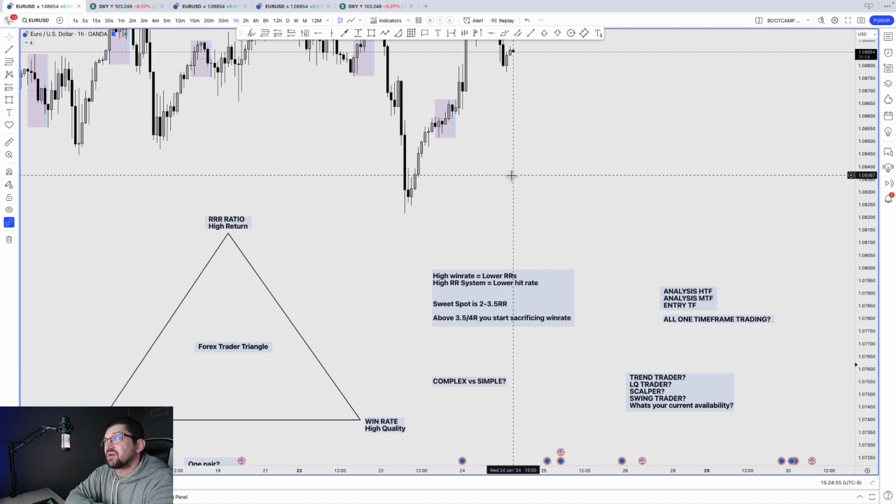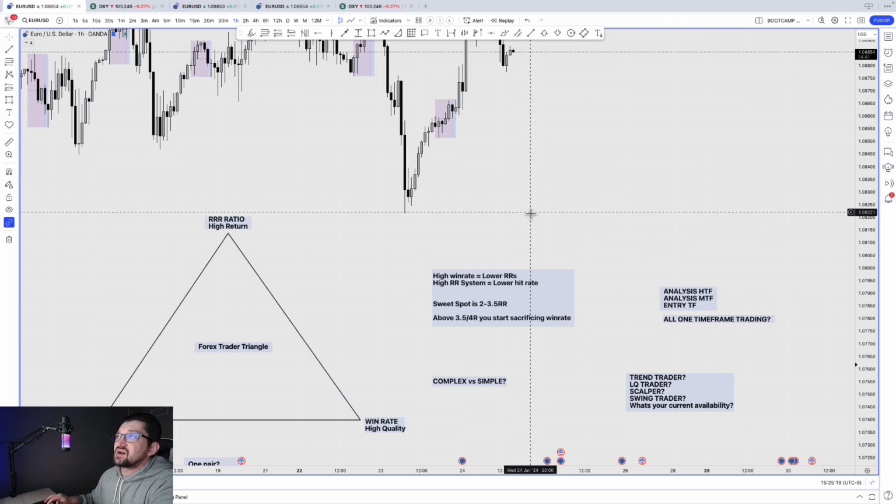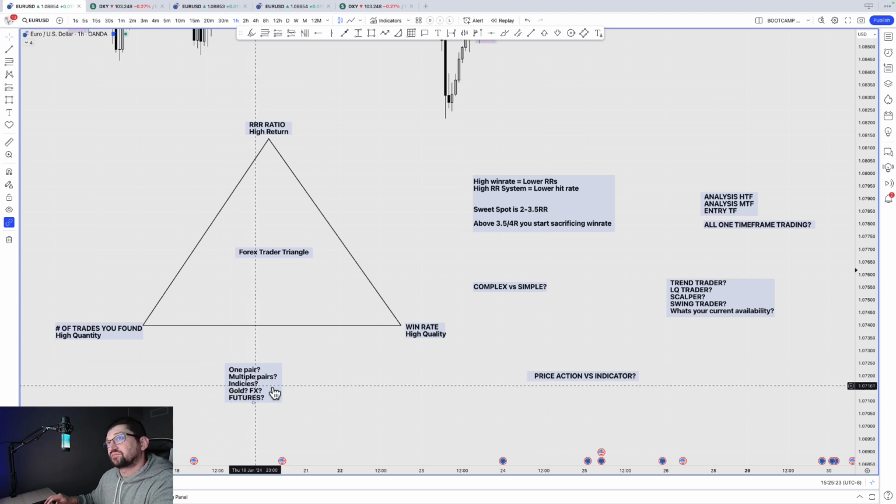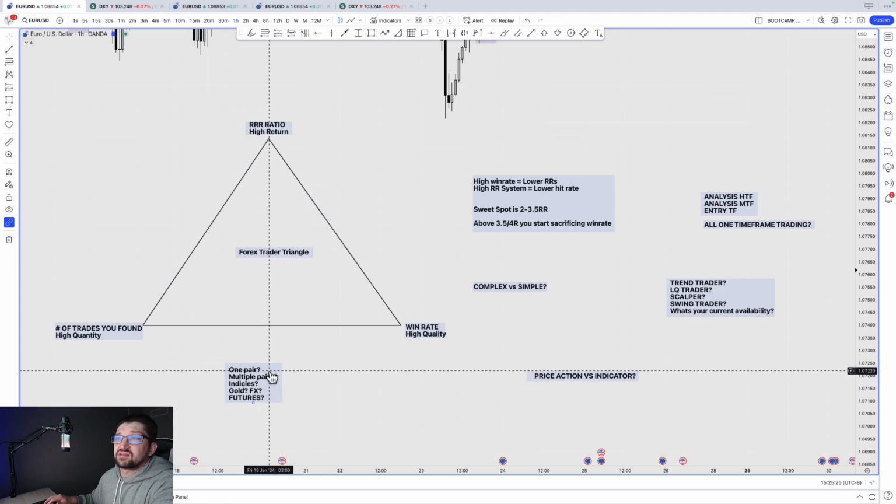Now, myself and Peach, the other coach in RLS that we teach, we tell our guys this: we don't expect you to get this strategy in 30 days. It's complex, but the benefit of it is you can trade one pair and you can find trades on that one pair most days, not every day, but most days. So this kind of brings me to my next point when it comes to selecting a strategy.